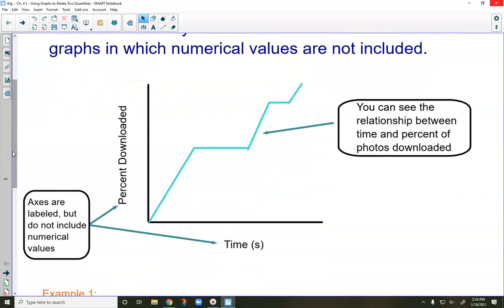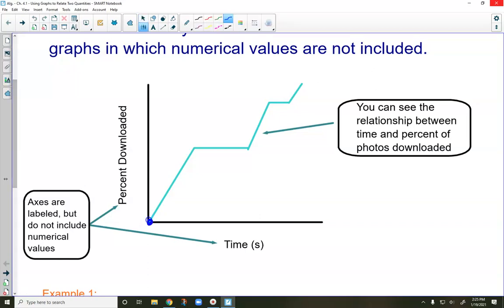This graph represents the relationship between time and percent of photos being downloaded. As we look on the axes, they are labeled, but they do not have numeric values. On the x-axis, we have time in seconds. On the y-axis, we have the percent of photos being downloaded. This graph can tell us some things, but it's a little more vague. It doesn't have an exact numeric value to it.